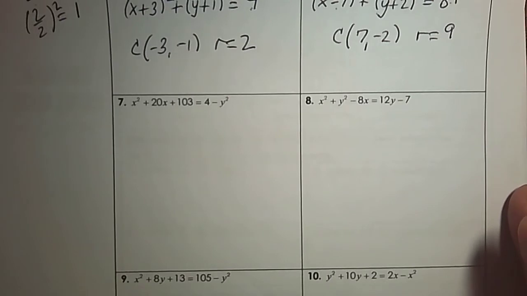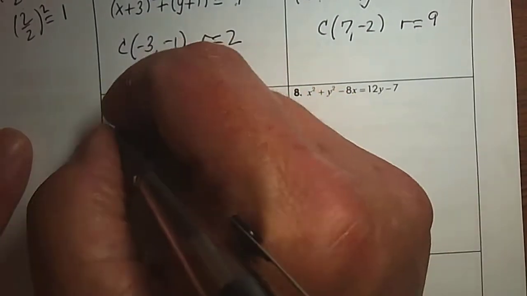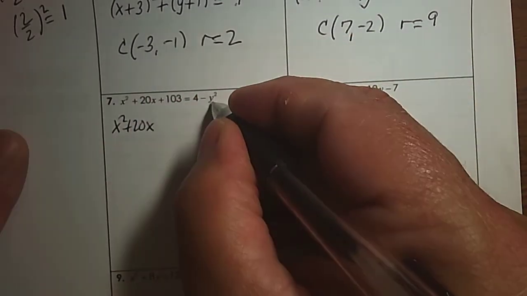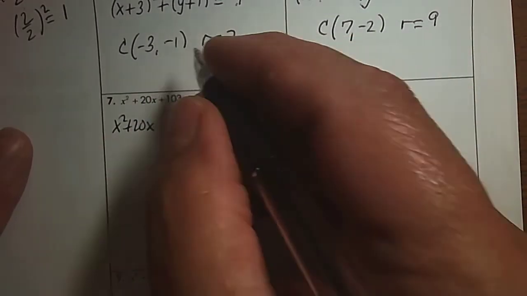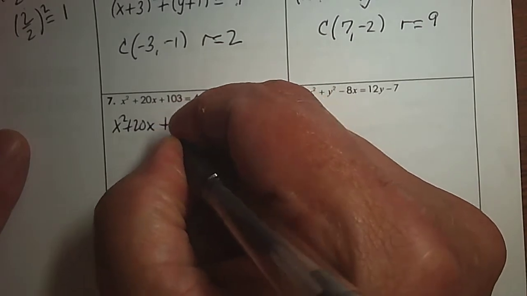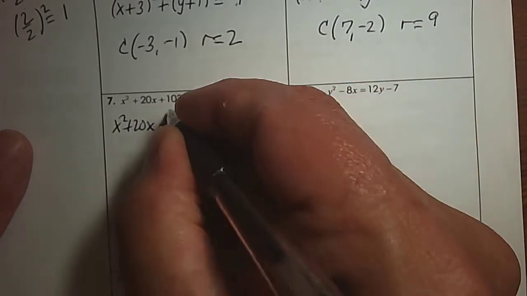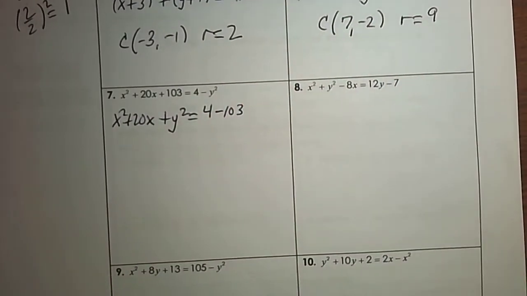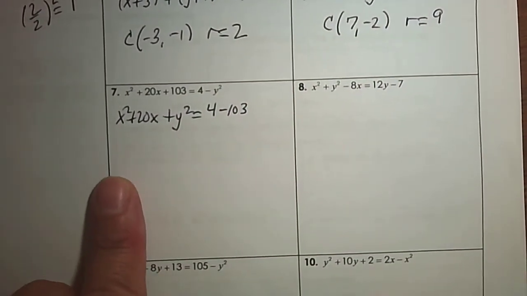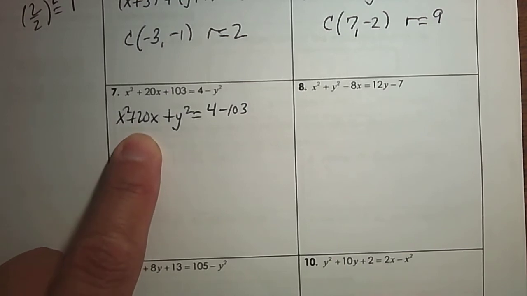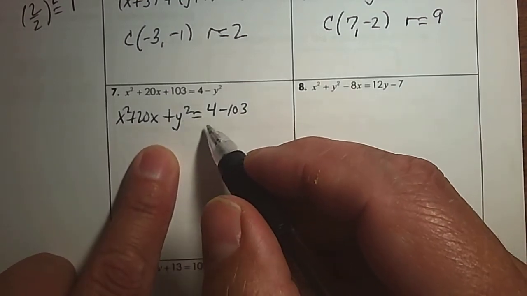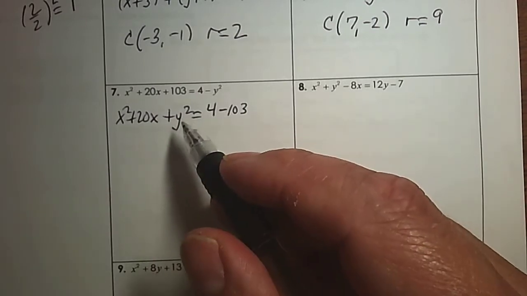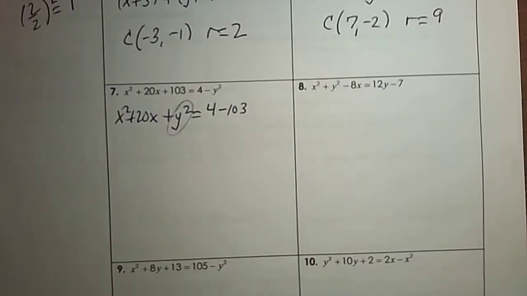Number 7. Let's try this again. So we have x squared plus 20x. Now I see the y squared, so I'm just going to add y squared to the left side. And I see positive 103, so I'm going to subtract 103 to the right. Now, only if it has a linear term do we need to complete the square. For y squared, there is no y in this equation, so I don't need to complete the square. Y squared is complete, and I can leave it alone.